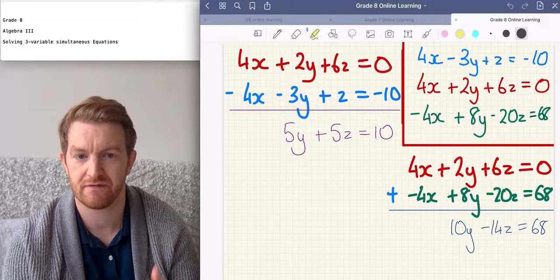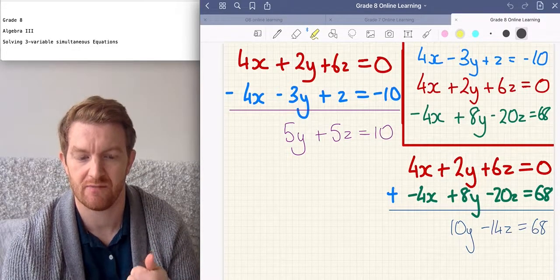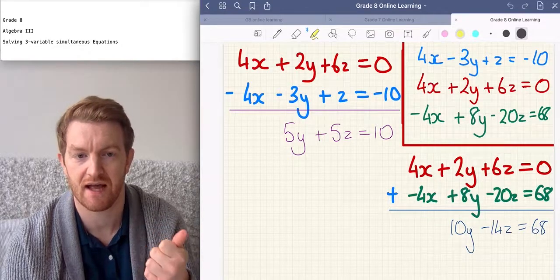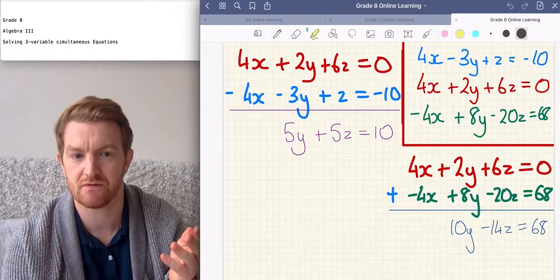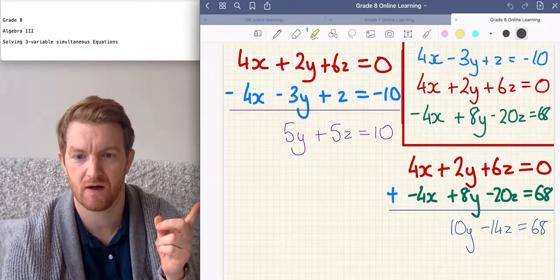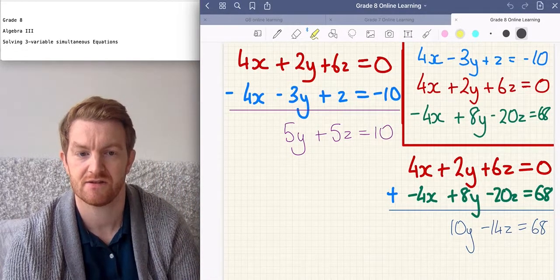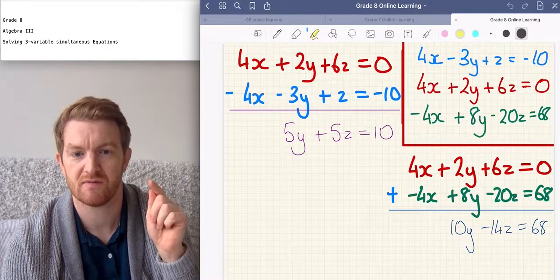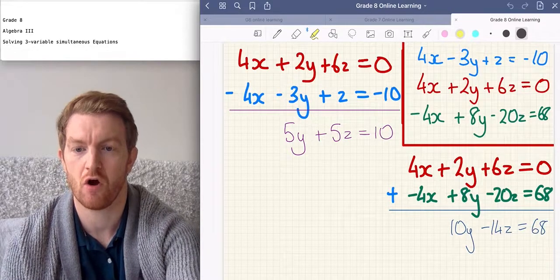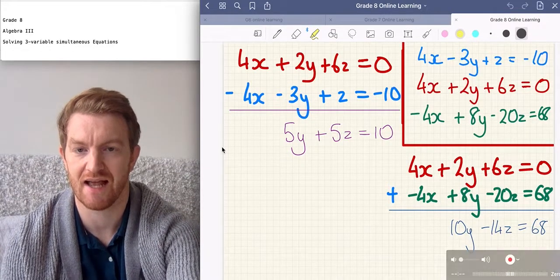Here I'm going to look at 5y plus 5z is 10, and 10y minus 14z is 68, and all I'm going to do is say, okay, 5y, 10y, 5 is a factor of 10, so I'm going to multiply the 5y plus 5z by 2, and that will give me a common factor which I can eliminate.